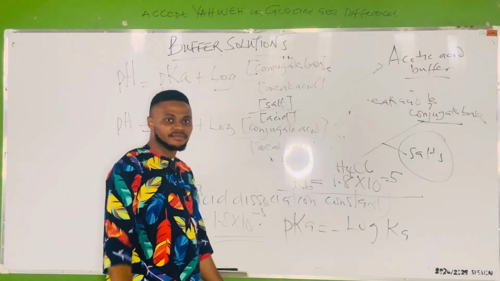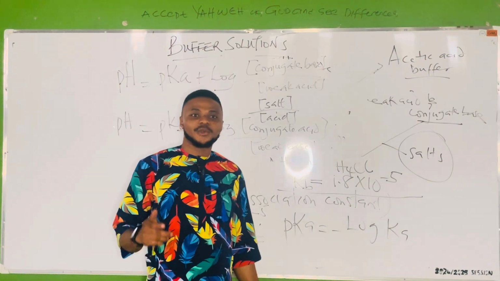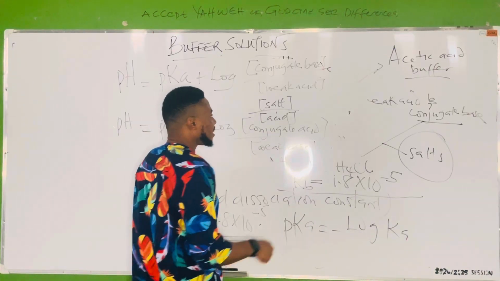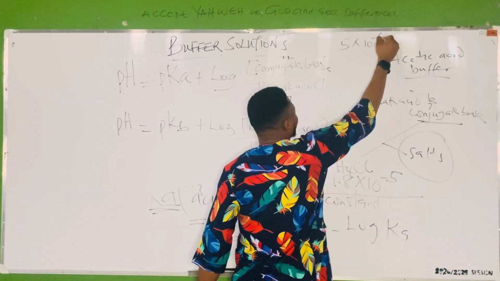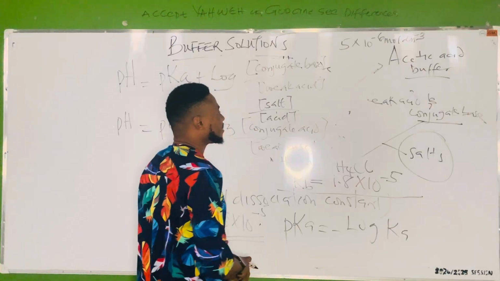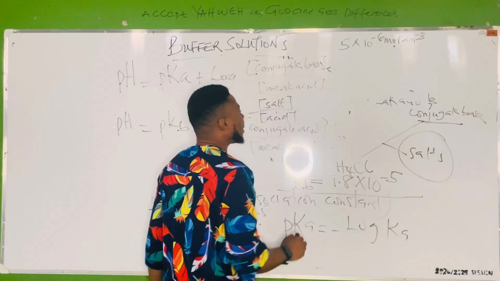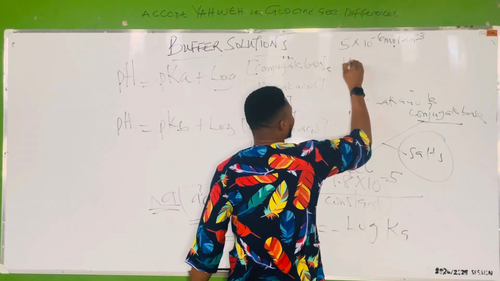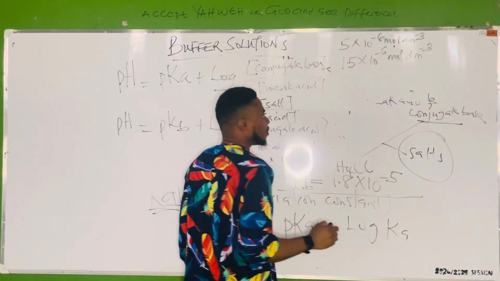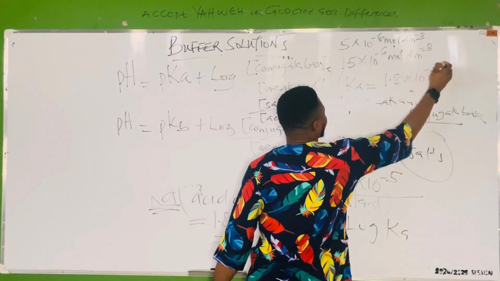Let's delve into examples. Let's take the first one. Determine the pH of an acetic acid buffer which has a concentration of acetic acid of 5 times 10 raised to power minus 6 mole per dm cube, and the concentration of the sodium ethanoate to be 1.5 times 10 raised to power minus 6 mole per dm cube. Then in brackets, Ka equals 1.8 times 10 raised to power minus 5.